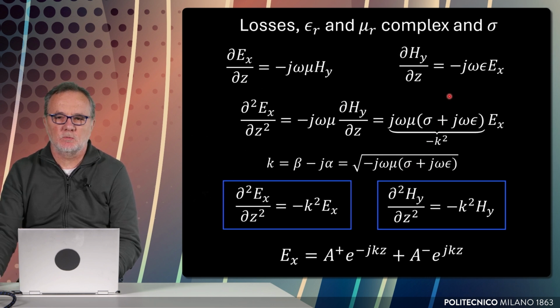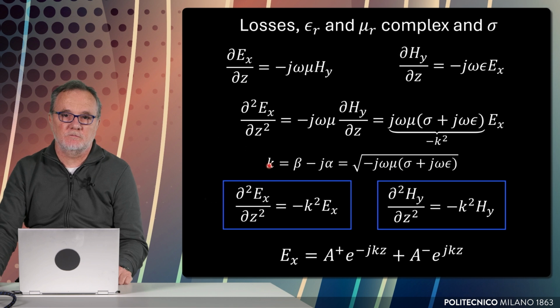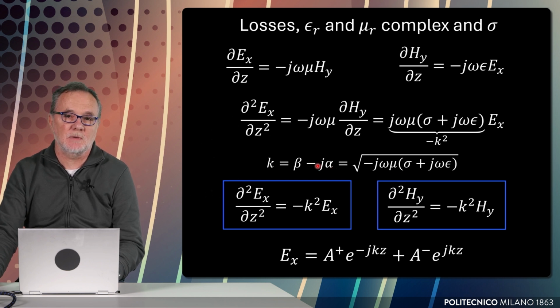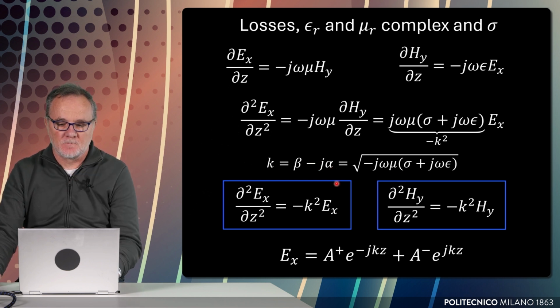So what happens to the wave equation? Now the wave equation is formally the same as before, but has now a complex coefficient in the term that multiplies, for instance, Ex. We can call again this complex coefficient minus k squared, as we did for the lossless case, but now since k squared is complex, k is now complex. And we can write this new, complex wave number in the form of real part minus j imaginary part. The reason why you use this minus will be clear in a while.